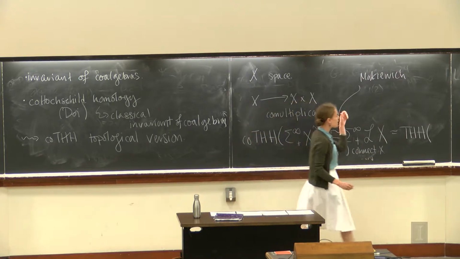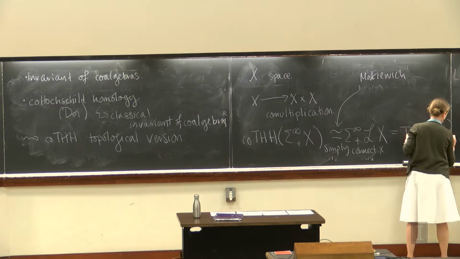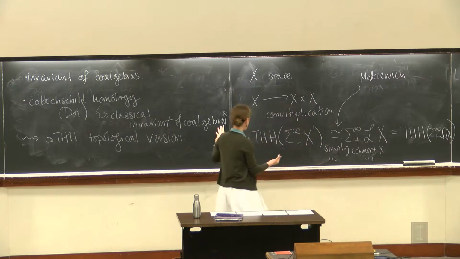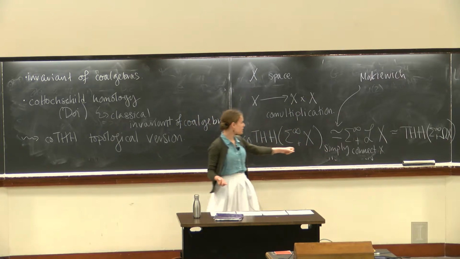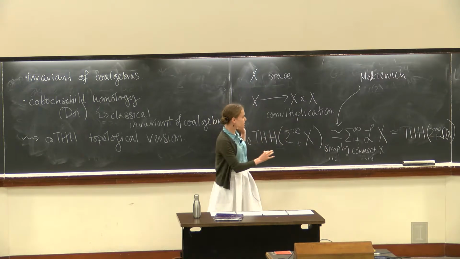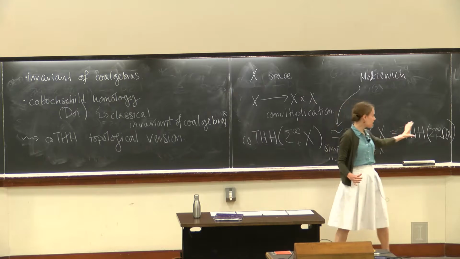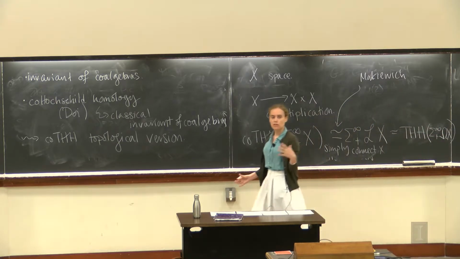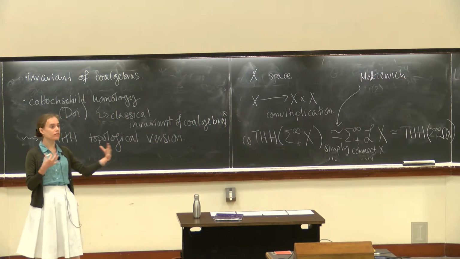So this is THH of the suspension spectrum of the based loop space, like this. This particular example tells us that in certain cases, in this simply connected case, CoTHH of the coalgebra structure is telling us about the free loop space, and it's also telling us about THH of the based loop space. And so one way to think about CoTHH is it's another way of accessing familiar objects.